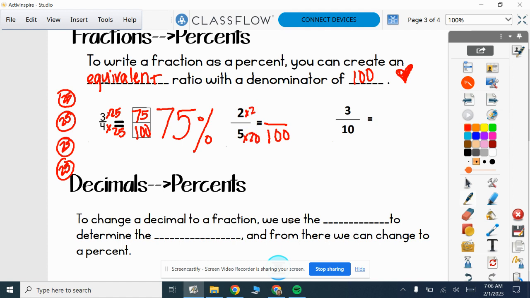All right, you're going to fill this in, and then you're going to tell me how much of a percent that is. Same thing over here. We're going from 10 to 100. So 10 times 10 would get me 100. So once you fill that in right here, you're going to tell me what percentage that is. All you have to do is 3 times 10.